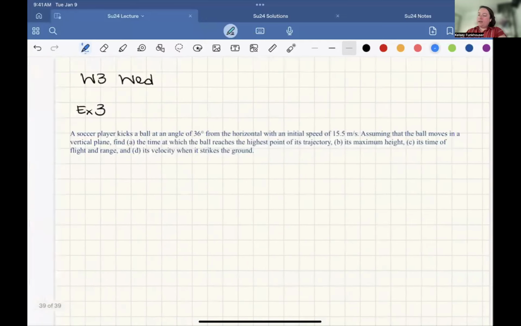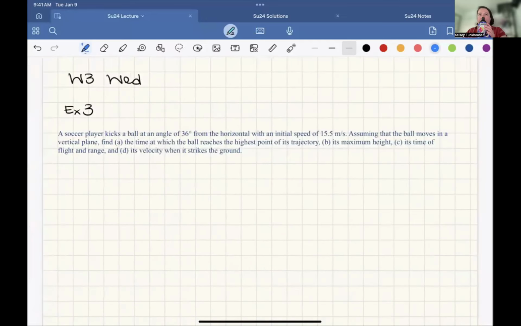Okay. Last example, it's a little longer, it has more parts. It is soccer again, though. A soccer player kicks a ball at an angle of 36 degrees from the horizontal with an initial speed of 15.5 meters per second. Assuming that the ball moves in a vertical plane, find the time at which the ball reaches the highest point of its trajectory, its maximum height, its time of flight and range, and its velocity when it strikes the ground. So that's a lot of things. And we'll lay that out.